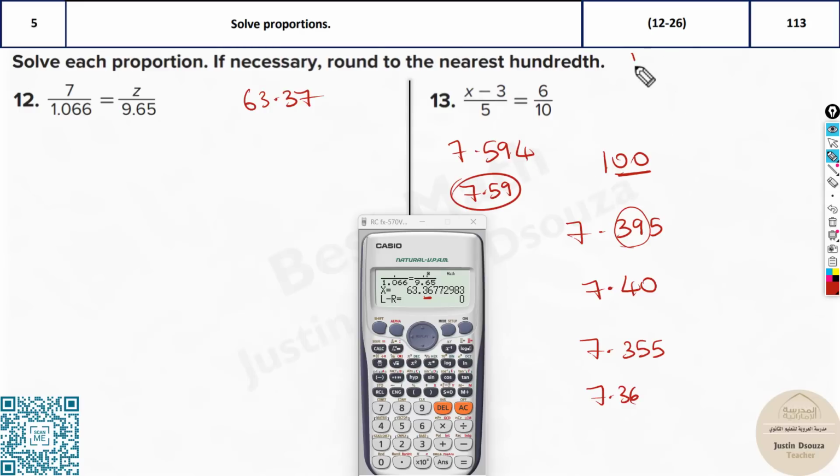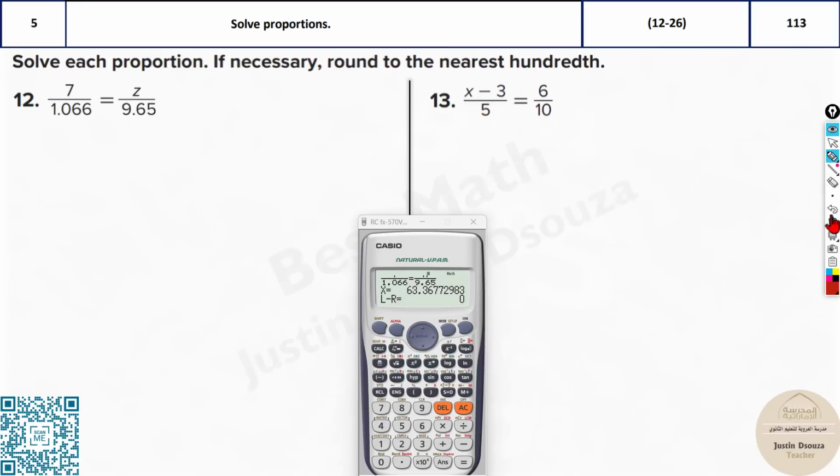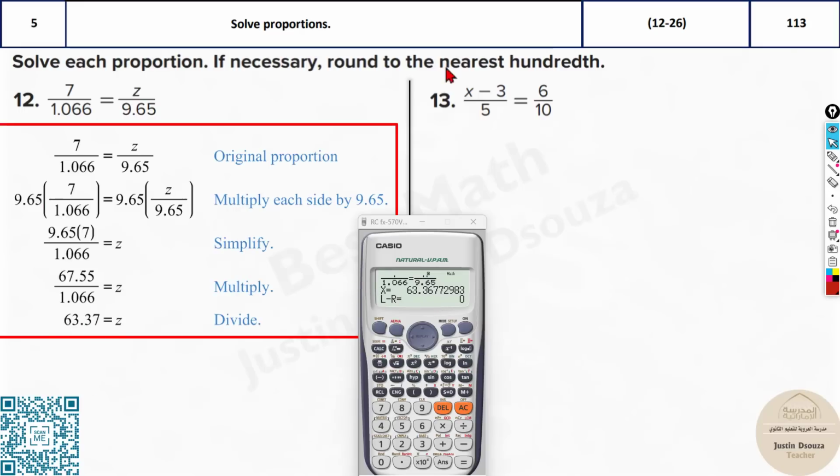And if they ask you nearest 1,000, 1,000 would mean 1, 2, 3. There are 3 digits, 3 zeros. So there must be 3 digits after the decimal. This would be the answer. So this is how you round it off. Now here, what is the answer? It is 63.37. Similarly, you can do other equations.